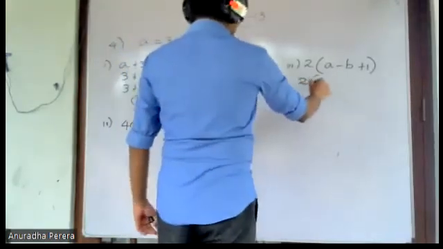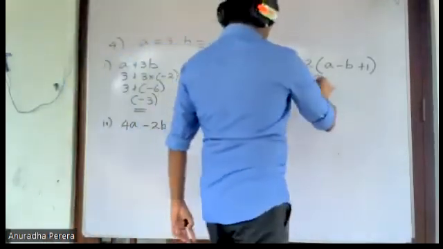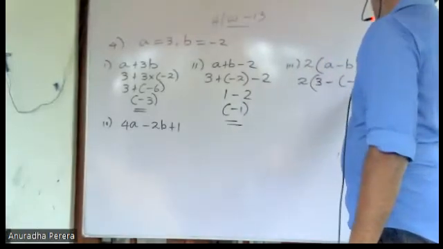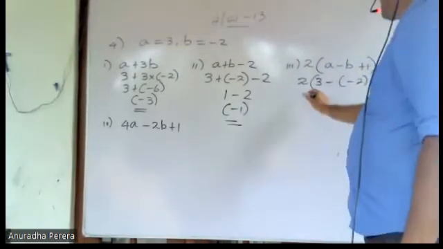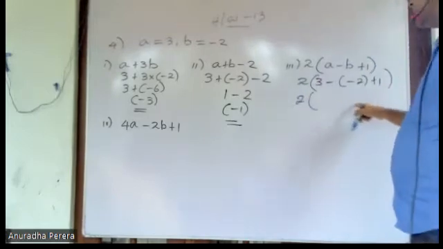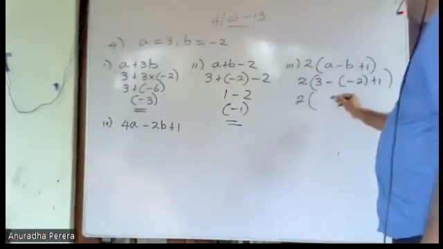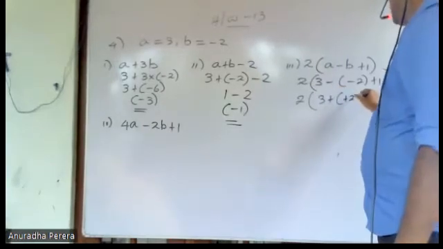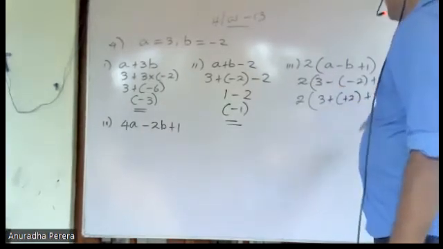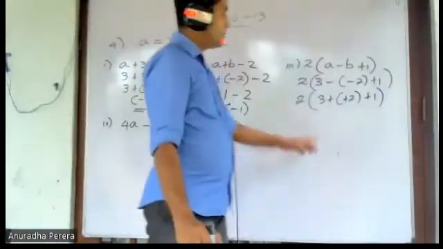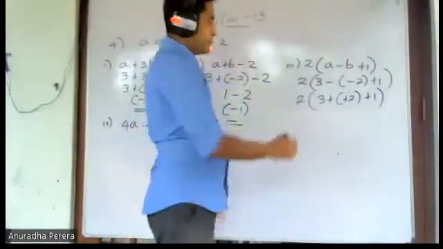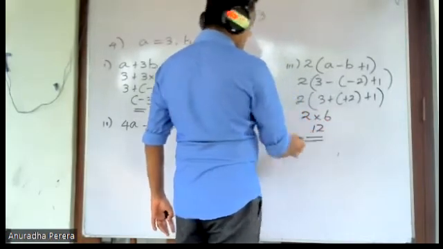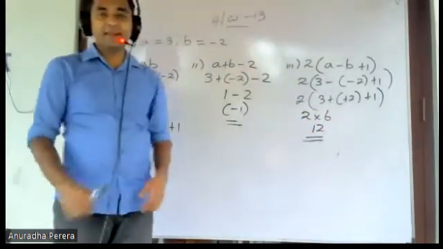2 times (A is 3) minus -2 plus 1. Simplify the values in the brackets. 3 has to be written as an addition. The additive inverse is +2 plus 1. All are positive values, then you can add them. 6. 2 times 6, the answer is 12. Did you get it? 12?